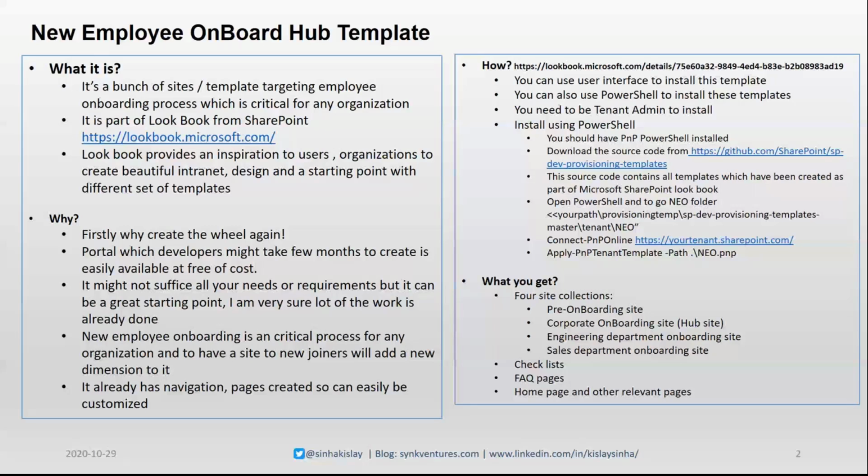How? So basically, there is a user interface on the Lookbook site of Microsoft, where you can actually pick that template and then install it. Otherwise, you can also use PowerShell if you are a tenant admin. The source code is available there, and you can just use Connect-PnPOnline to connect to your tenant, and then use Apply-PnPTemplate from the path. And what you get is the 4 site collections. So I can show you a video with the PowerShell thing.